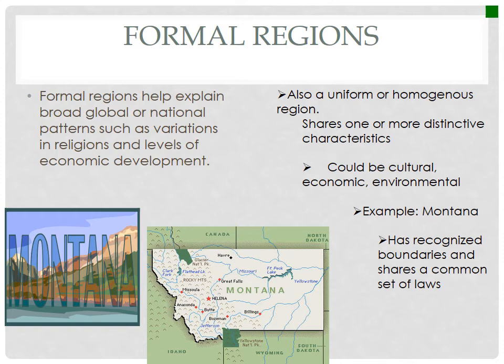All right, formal regions are more defined. They are homogeneous. They have at least one or more characteristics. They can be cultural, economic, or environmental. For example, Montana is a formal region. It has recognized boundaries. It has a common set of laws. So formal regions could be cultural. For example, the German area of Europe could be a formal region. The United States is a formal region because it has recognized boundaries, different things like that.